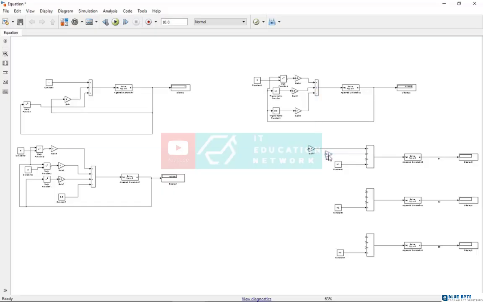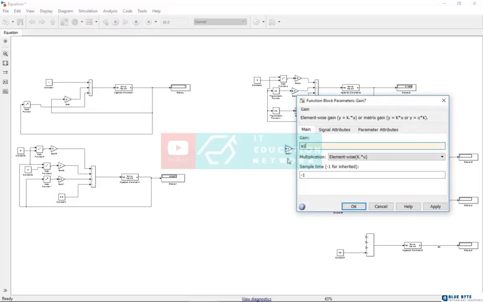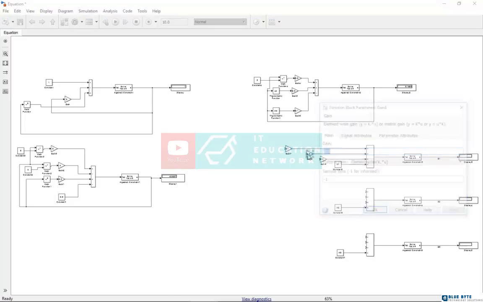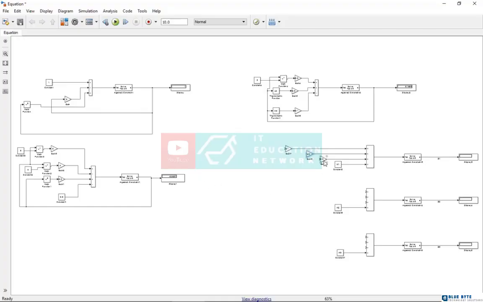I set the blocks here and I just want to connect them to each other. I set the blocks here and then I want to just connect the blocks to the signals. This is A1, A2, and A3.